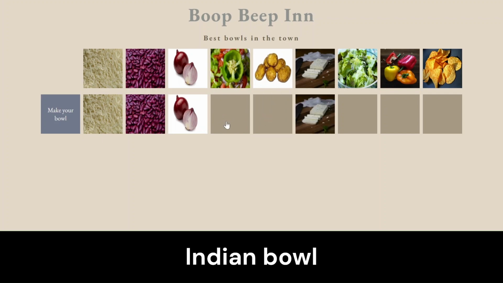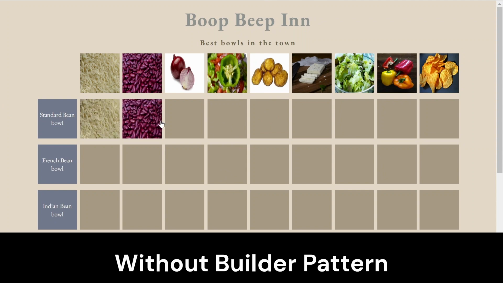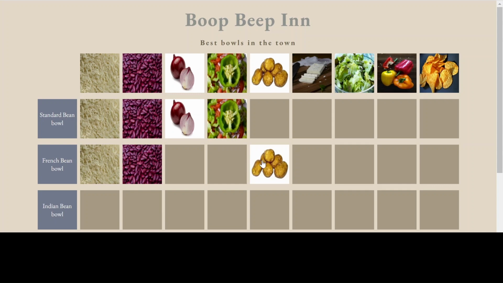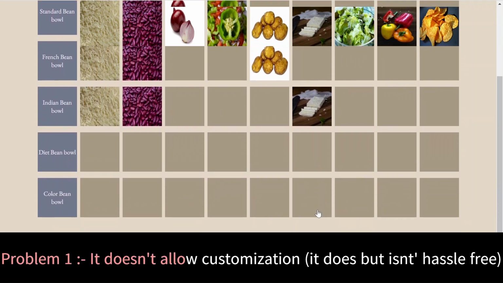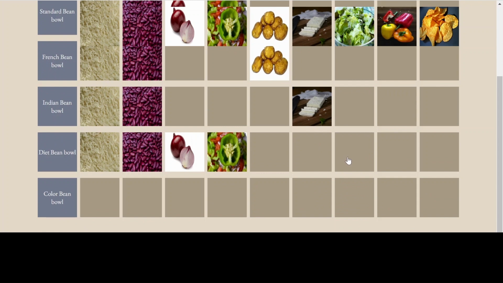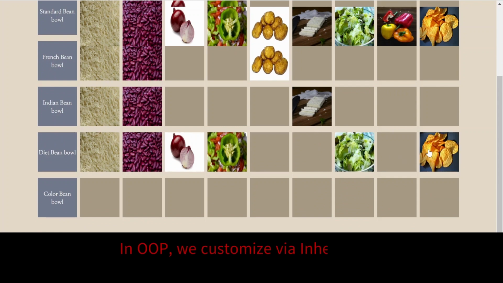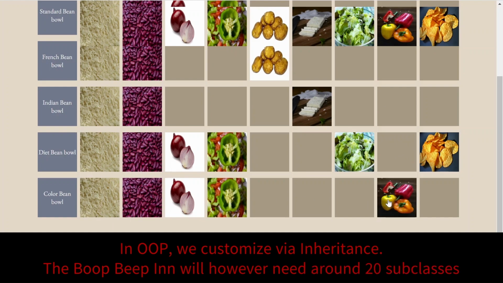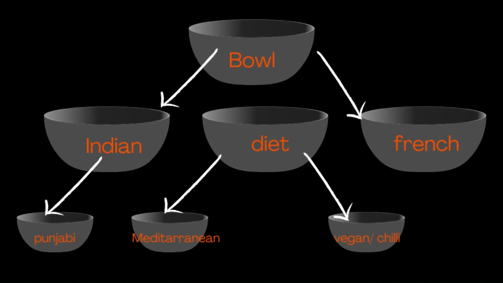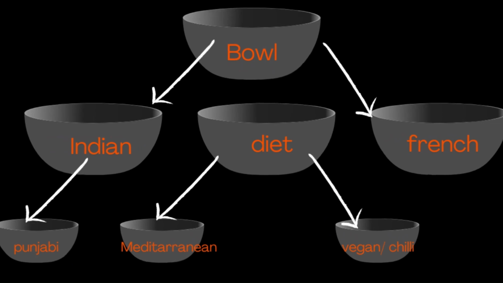So what's the procedure? Earlier, we had all the ingredients with us. The customer would tell what kind of bowl they want. We would then look into the recipe of the bowl, pick the required ingredients and create the bowl. It's problematic because it doesn't allow customization. In terms of object-oriented programming, if you have created an object, to allow for customization, the procedure is to create subclasses via inheritance. But we saw before that we have like 10 or 20 different variants of the bean bowl, so I'm not sure how optimistic I feel about creating a subclass for every variant.